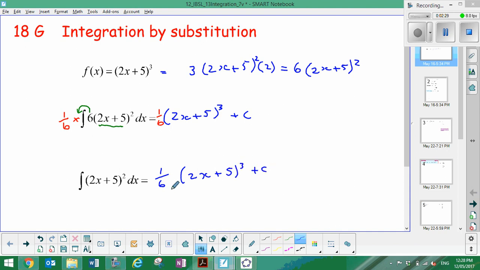And we saw that that 6 actually came from the 2 times 3. The 2 here was the derivative of this linear term, the coefficient of x. The 5 just drops out. The 3 has come from our power. So that's part of our rule of integration.